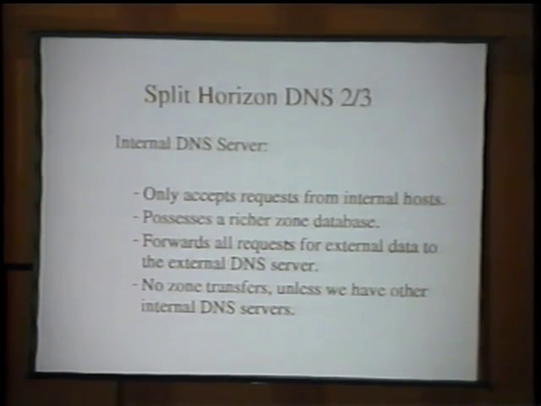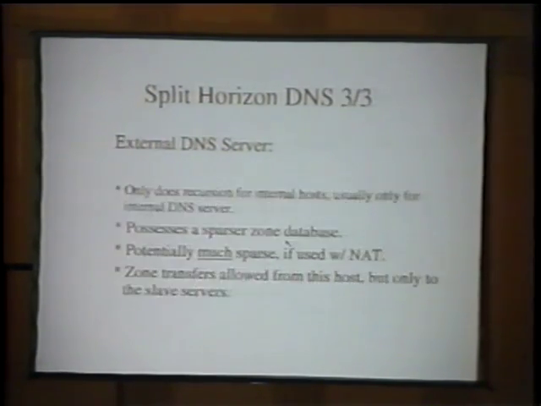Okay, that's a personal decision. You're going to forward all requests for external data to the external DNS server. There are directives to do this. You can put them in the configuration file, or you can do this with the packet filter itself. And then you won't allow zone transfers off this internal machine unless you've got other internal secondaries, and then you only allow zone transfers from the internal secondaries. You're very careful about that, and you again enforce this with the firewall.